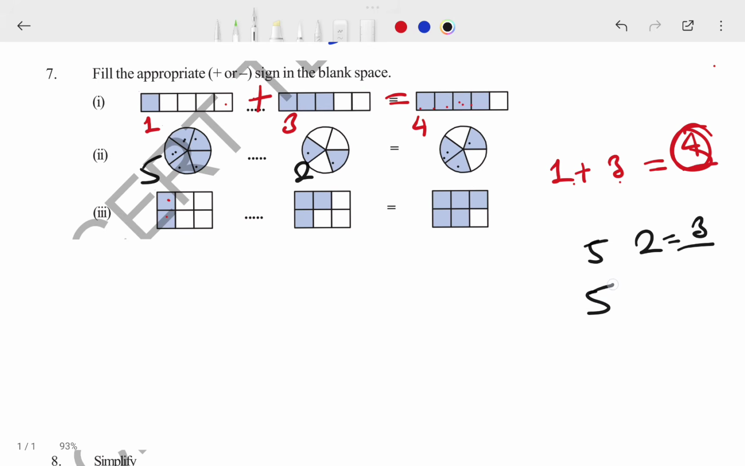In the 5 chocolates you have, your friend is taking 2 chocolates. In that, how many chocolates will be left? 3 chocolates now. It means that it is totally going to be subtraction. This is going to be minus. Okay, is it clear? Right.